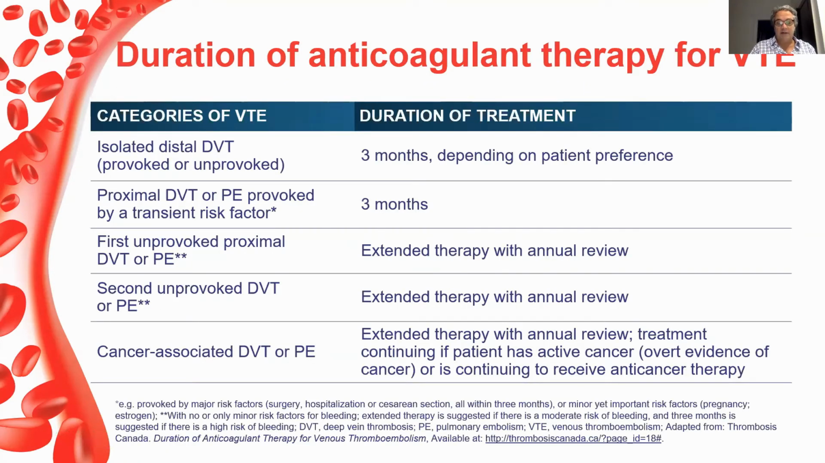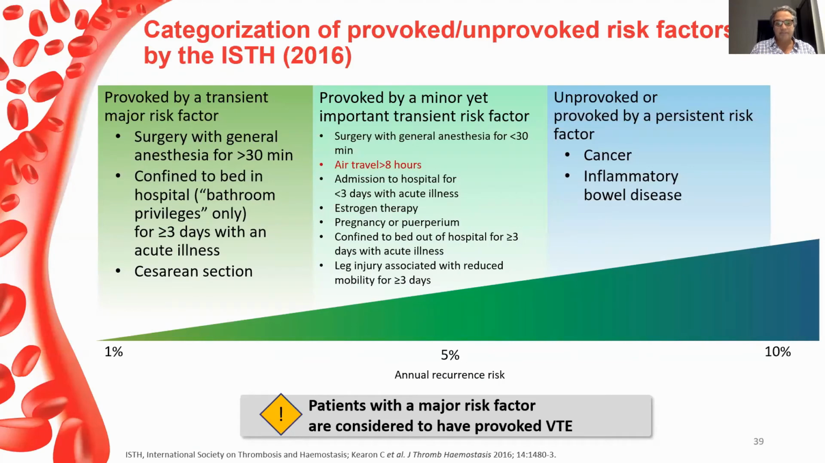So if you look at this chart, it says isolated distal DVT 3 months, proximal DVT 3 months, first unprovoked extended therapy with review, second unprovoked extended therapy with review, cancer-associated DVT extended therapy with review. Review means you need to look at the patient's bleeding risk. And generally, you always need to consider bleeding risk. The minimum is 3 months, but if you have an unprovoked DVT, in most cases, you should be looking at extended treatment or ongoing treatment. But there is a proviso, and we're going to talk about that.